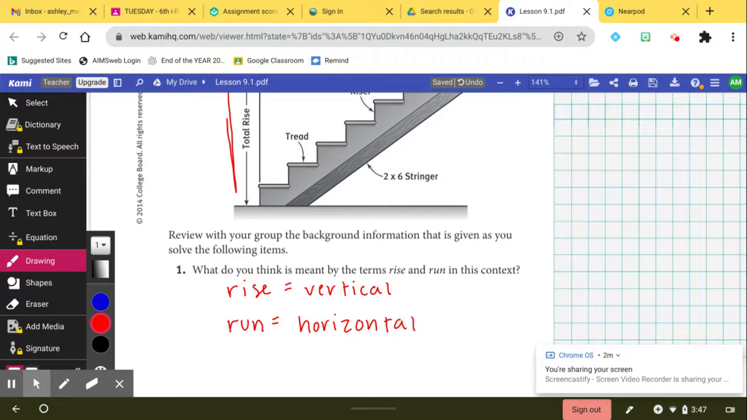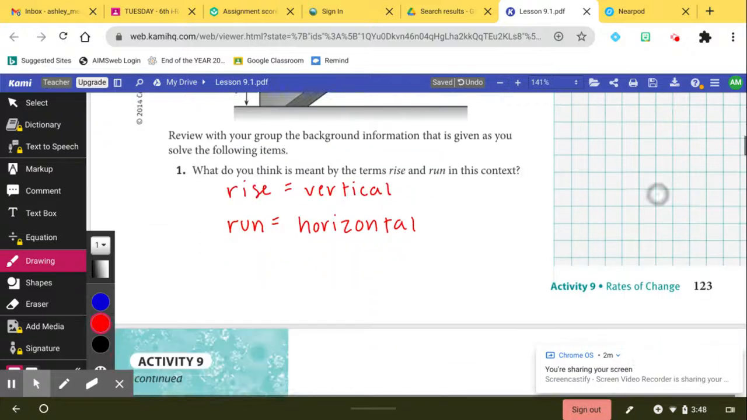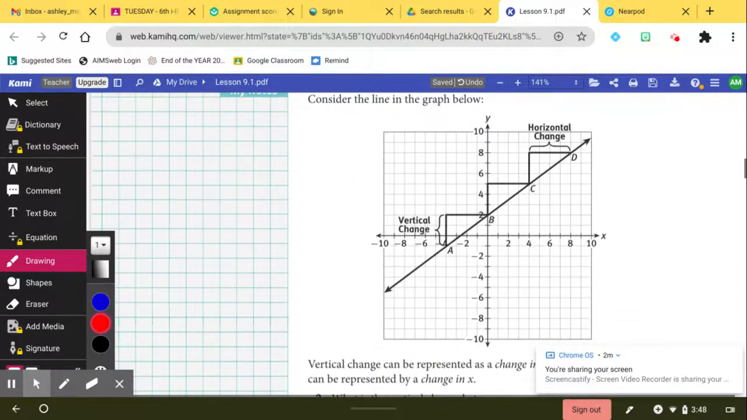When we think about slope, we're really thinking about how steep something is. So for our wheelchair ramp, we don't want it to be super steep. We want it to have a flatter incline. So then it says, consider the line in the graph below.